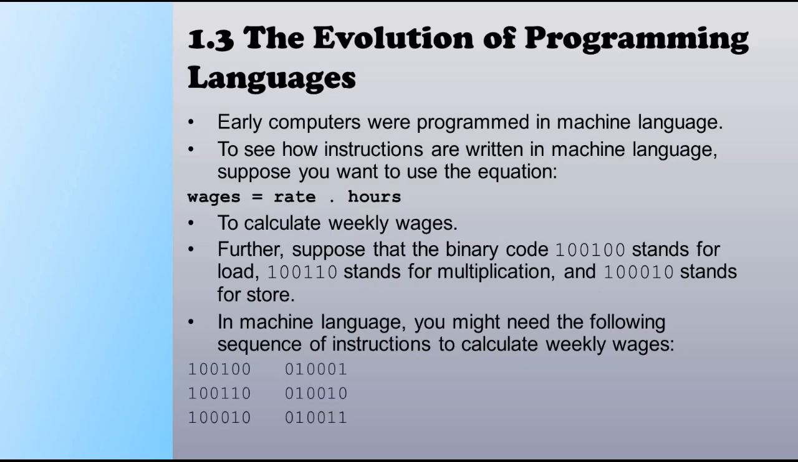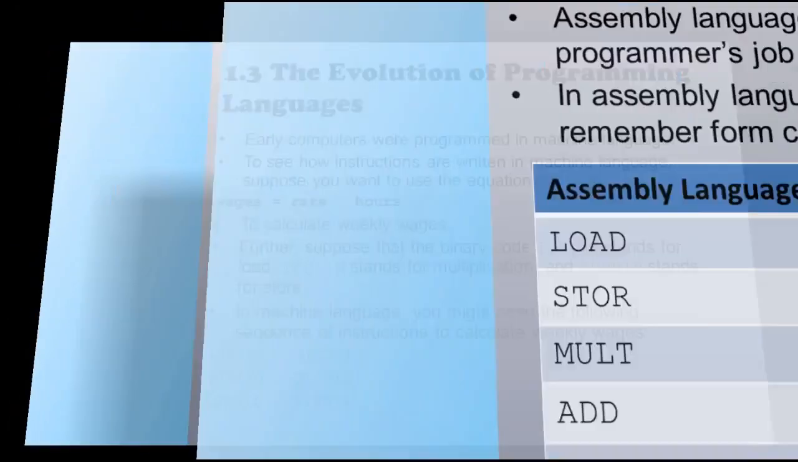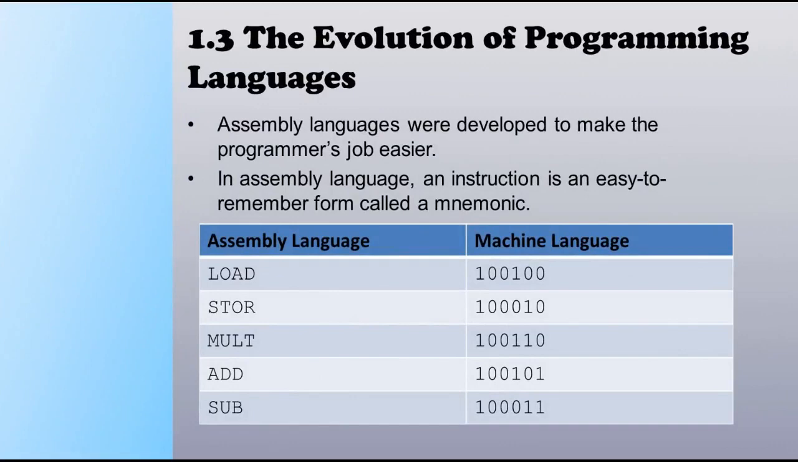So as you can see here, 100100, 010001, 100110, 010010, 100010, 010011. Very good. Now, assembly language was developed to make the programmer's job easier.